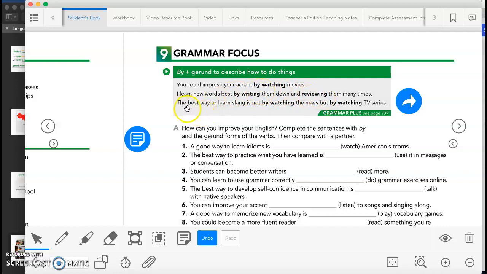Here we have another example. The best way to learn slang is not by watching the news, but by watching TV series. So in here we are doing a negative. So the best way to learn is not by doing this thing, is by doing this other thing, for example.